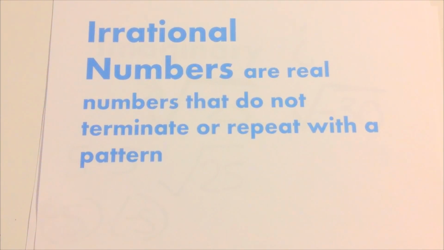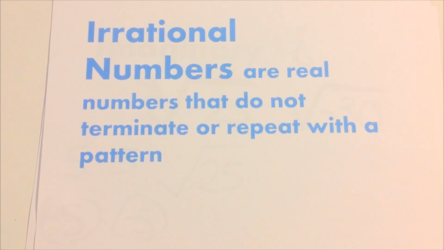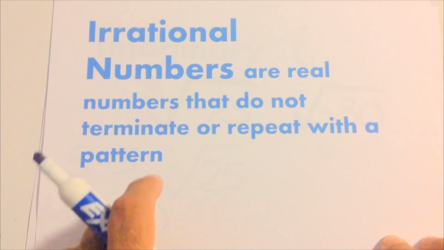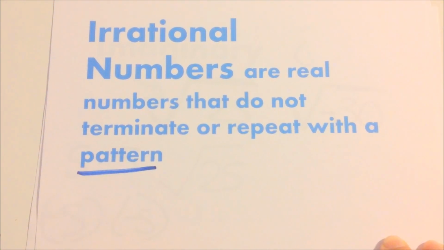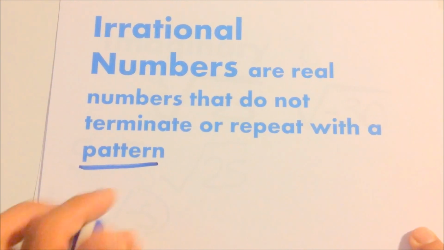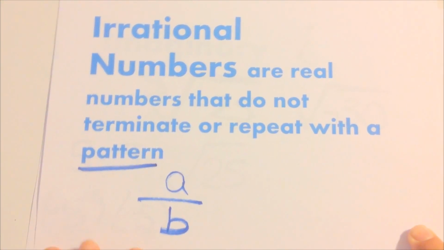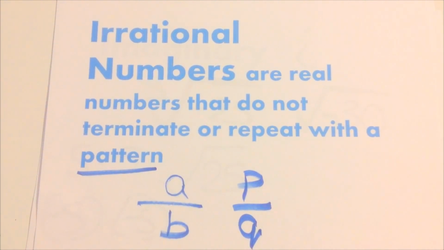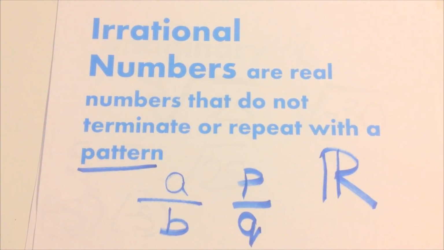Right now, there's a computer in Tokyo, and there are many other computers around the world, trying to find out if pi ends. And right now, they're probably up to the quadrillionth place. Okay, and so again, rational numbers don't fit this pattern. It can't make a fraction, a over b, or again, p over q. But they are real numbers. Remember the symbol for real. Irrational numbers are real numbers.